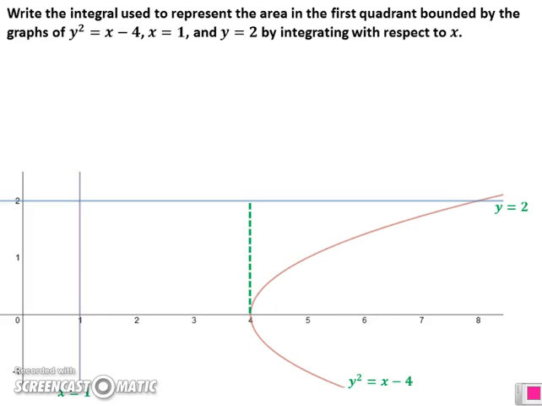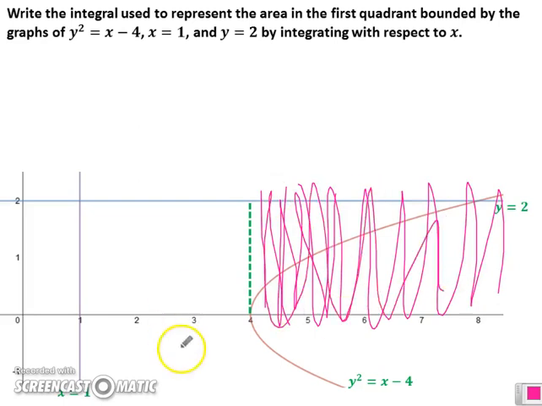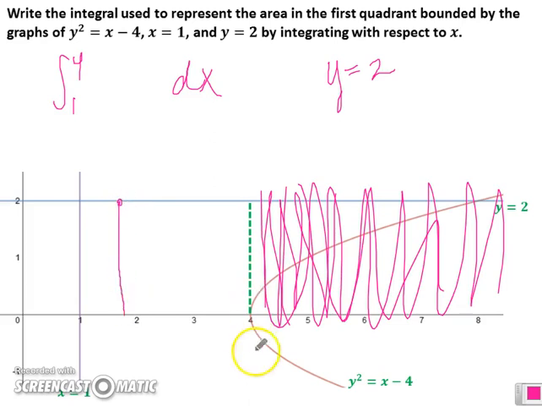So pretend that this other half doesn't exist for a second. We're not even dealing with this. Ignore this. We're just finding the area from 1 to 4 of y equals 2, and we're doing things with respect to x. So that means we're dealing with vertical distance, and that vertical distance is a 2 for every point between 1 and 4. So that would represent that first chunk from 1 to 4.